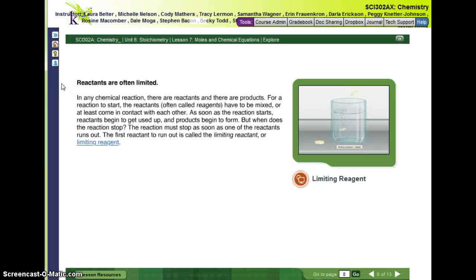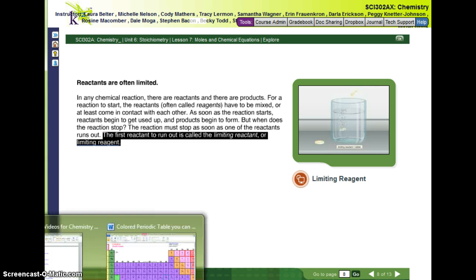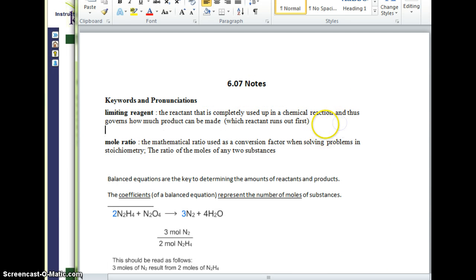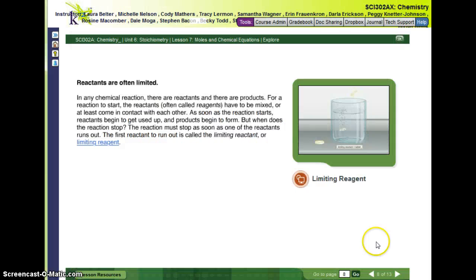Reactants are often limited. In any chemical reaction, there are reactants and there are products. For a reaction to start, the reactants, often called reagents, have to be mixed or at least come in contact with each other. As soon as the reaction starts, reactants begin to get used up and products begin to form. But when does this reaction stop? The reaction must stop as soon as one of the reactants runs out. The first reactant to run out is called the limiting reactant or limiting reagent. So again, the one that you run out of, it causes you to stop. It limits your reaction, and it's your limiting reagent or limiting reactant.